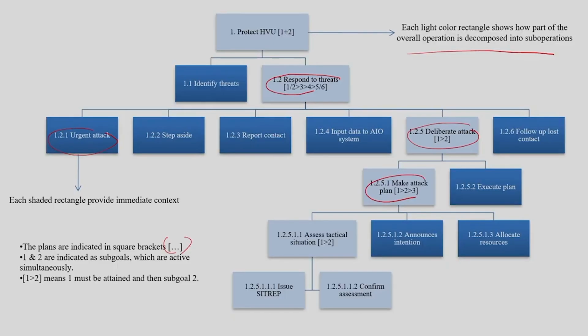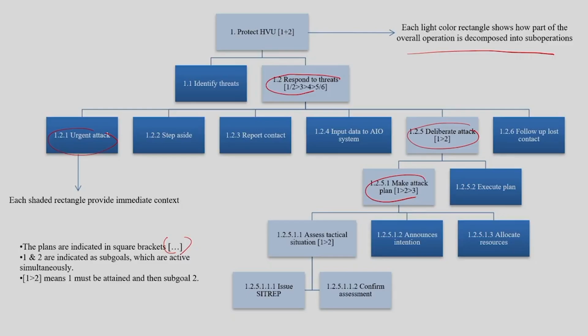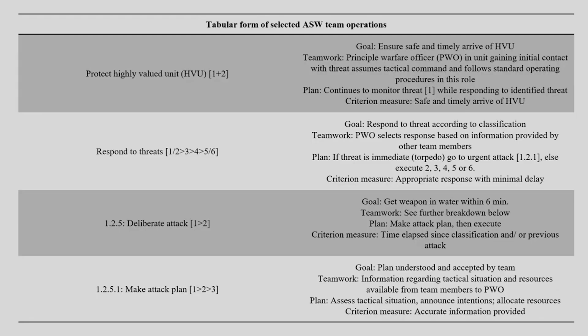The plans are indicated in sequence brackets, like this type of dots. So that you can do, and 1 and 2 are indicated as the sub goals, of course, which are active simultaneously. So section 1 and section 2. Okay, they are going simultaneously, and later maybe we can club them and have a bigger view or broad view of the whole system. You can create this type of blocks or a flow diagram, or you can go ahead with this type of table. It's a similar thing.